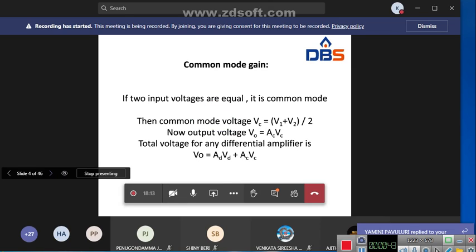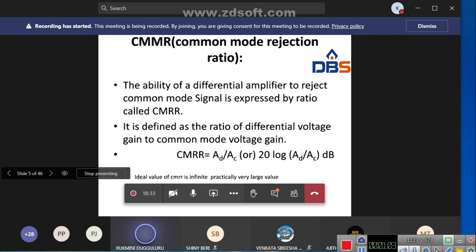Then there are two modes in the differential amplifier. One is differential mode and the other one is common mode. So we can operate the differential amplifier in two modes, differential mode and common mode, right?